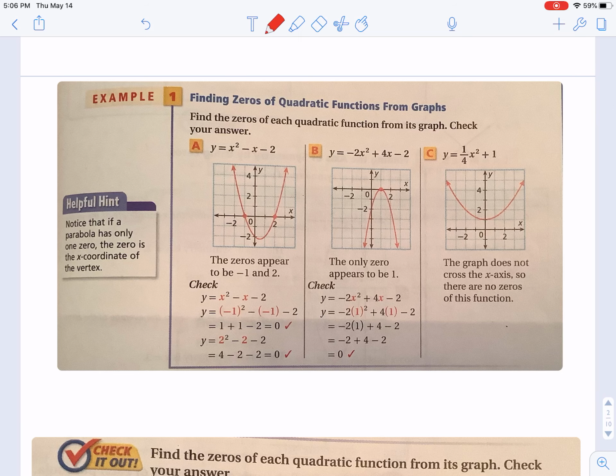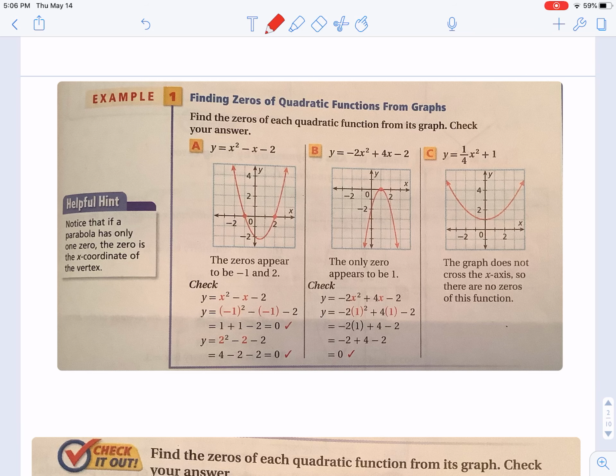In the first set, directions just say find the zeros of each quadratic function from its graph. Check your answer. So in these particular questions, not only do they give you the equation, but they also give you the graph. To be honest with you, the graph is the only thing you need for right now. Again, later on in the chapter, they wouldn't be giving you the graph, they would just give you the equation. But let's make it as easy as possible, and since they're giving you the graph, focus on the graph and you're using your eyesight.